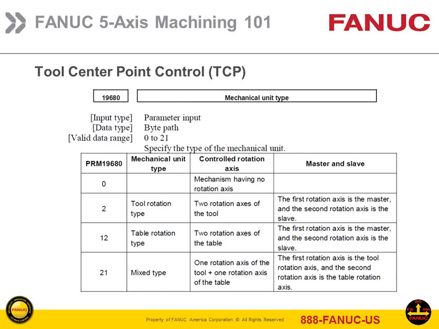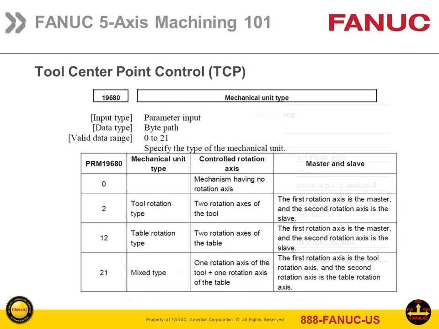With a mixed type, you would have the tool moving one way and the table moving the other way. So that's a mixed type. Like I said, it's critical that you get this parameter set correctly, because funny things can happen if you have a mismatch with your actual machine.